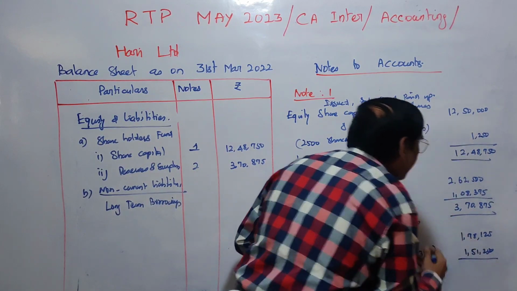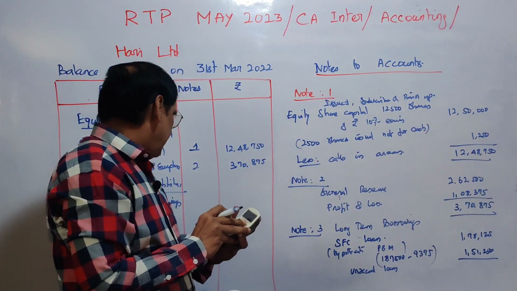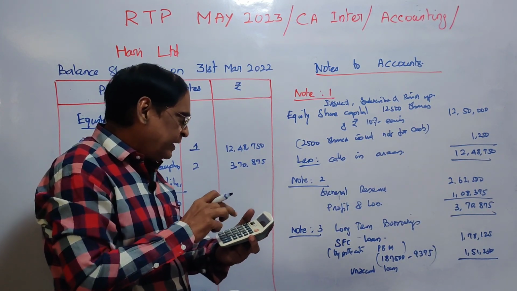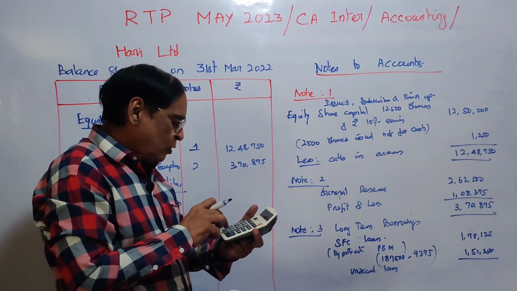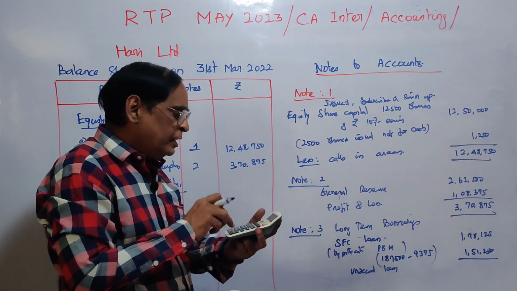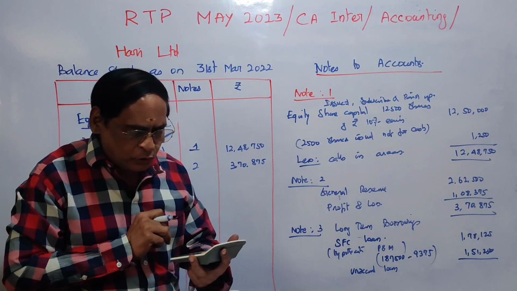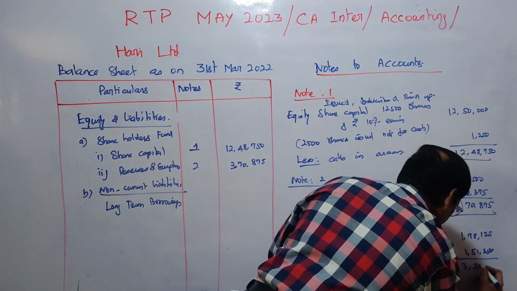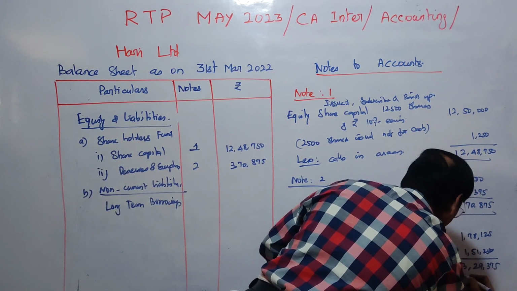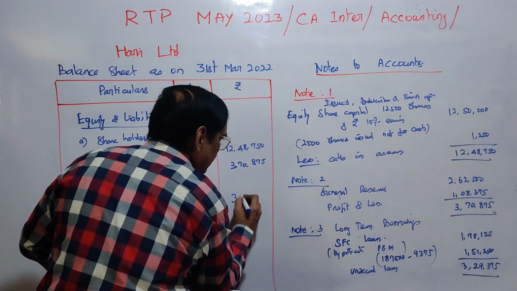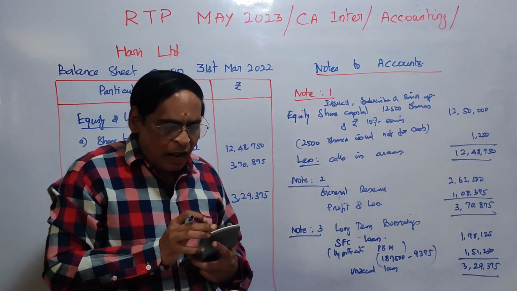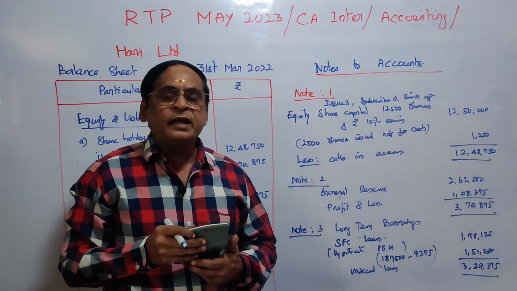If we add these two, the total of long-term borrowings, that is non-current liabilities, comes to 1,78,125 plus 1,51,250, so it comes around 3,29,375. Another important one is the current liability.